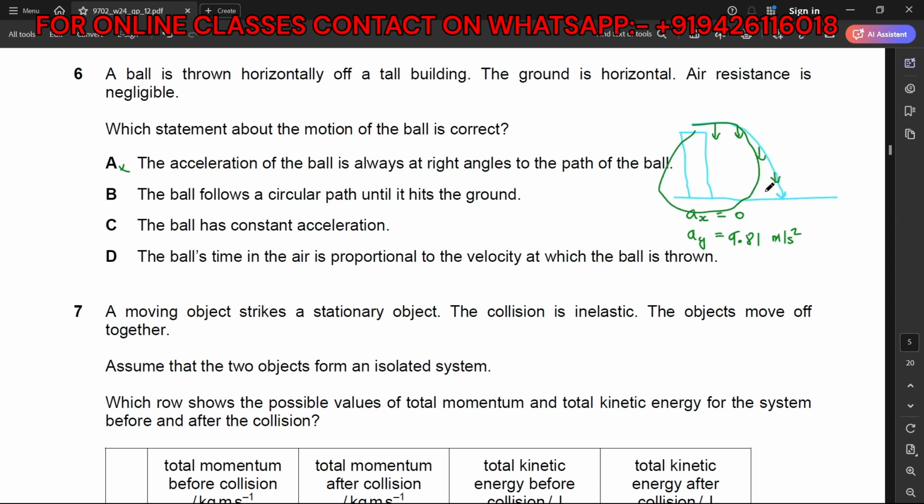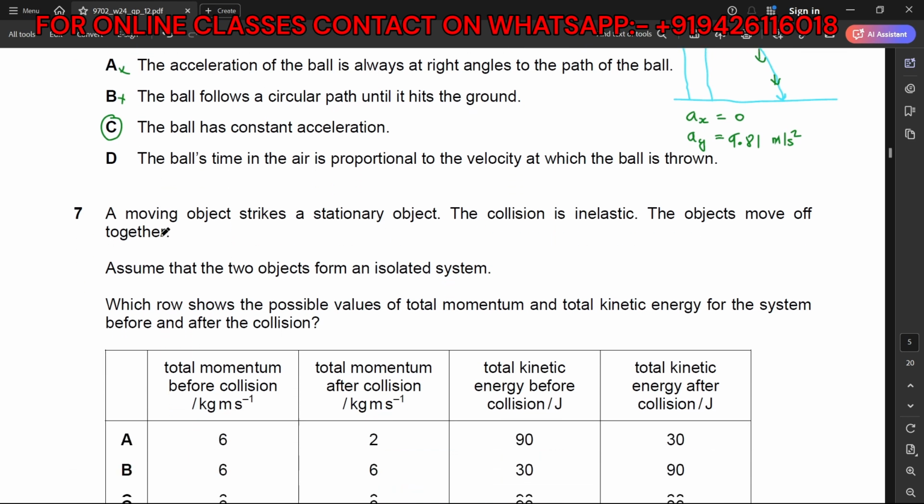So yeah, that's not the case. We are not having this kind of a thing, and therefore B is also not the correct answer. The ball has a constant acceleration for sure. This makes sense because we know that there is no component of acceleration in the x direction, and the only acceleration we are having is in the y direction, which is not changing. And therefore, the ball has a constant acceleration. It is because of the Earth, and thus C is going to be our correct option.